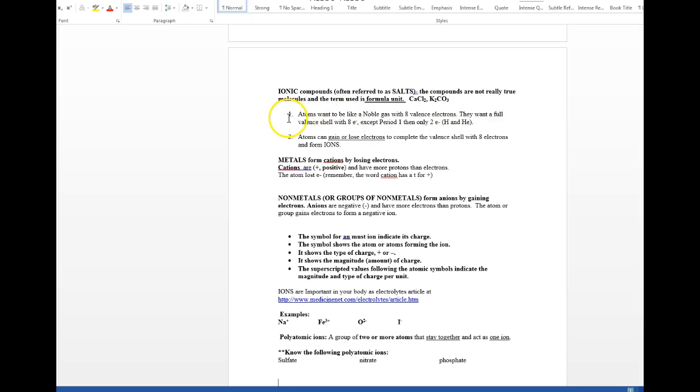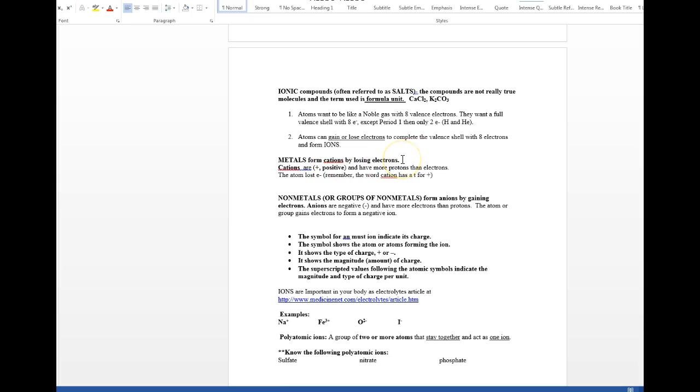So the way they form, as we said before, all atoms want to be like a noble gas with 8 valence electrons. So they want that outer electron shell full with 8 electrons, except for period number 1, where we only have 2 electrons in that very first shell. Everybody else has 8. And remember, atoms can gain or lose electrons to complete the valence shell with 8 electrons and form ions.